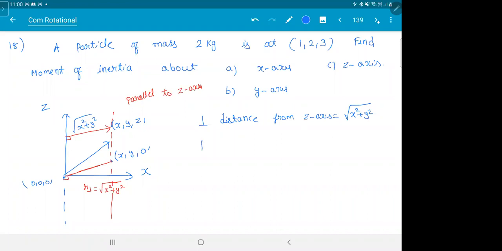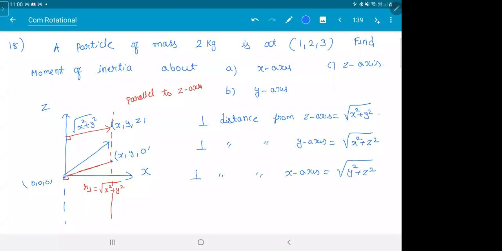If you want the perpendicular distance from y-axis, again the same story. The y coordinate won't matter. It's x square plus z square. So whichever axis you want, that coordinate you neglect. For the perpendicular distance from x-axis, you neglect the x coordinate. Does this make sense? Whichever axis you want the perpendicular distance from, that coordinate won't come.